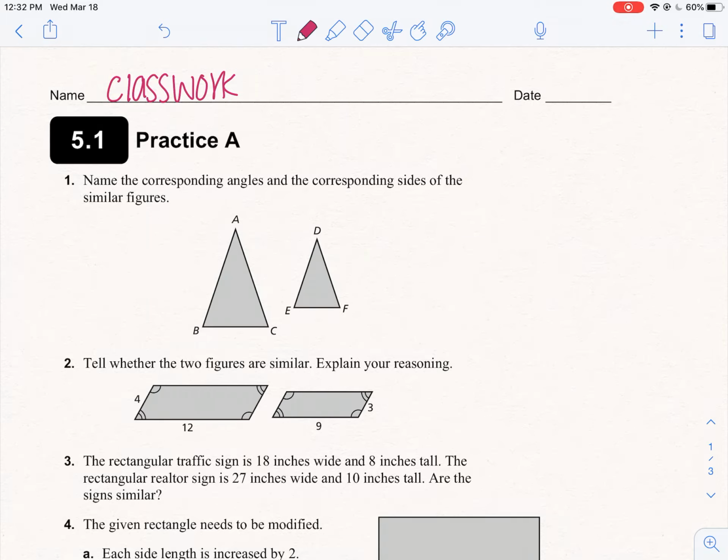Okay, class, this is my second attempt. Hopefully, voice is recording for this one. For today's classwork, I wanted to go over lesson 5.1 practice A with you. This is not from your wrap book.